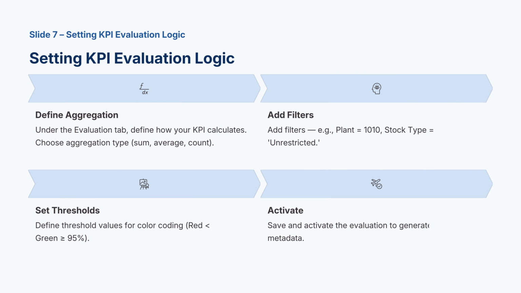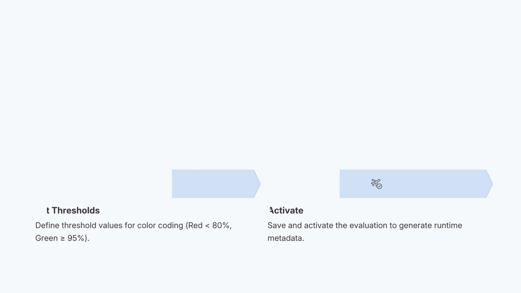Setting KPI evaluation logic. Evaluation logic determines how your KPI behaves. You'll specify aggregation type, for example, sum for stock quantities. Filters narrow your analysis. You might set plant 1010 and stock type unrestricted. Then define threshold percentages for color coding. Activating the evaluation generates real-time query metadata behind the scenes.